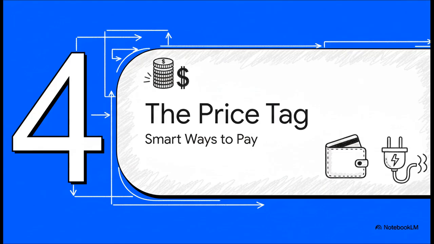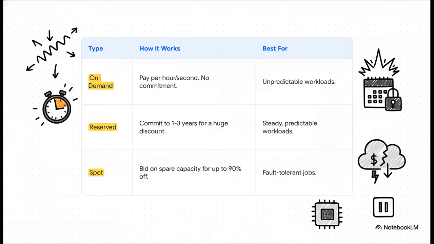Okay, so you've got all this incredible power at your fingertips. The big question is, how do you pay for it all? Well, AWS has some really smart pricing models to make sure it's always cost-effective. There are really three main ways to pay. First up is on-demand. It's the most flexible. You pay by the second, there's zero commitment, and it's perfect for spiky, unpredictable workloads.